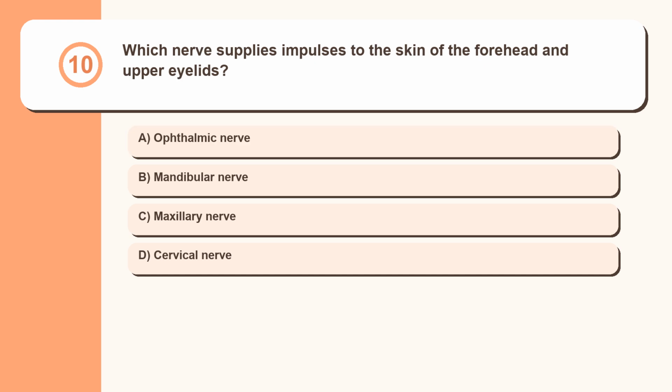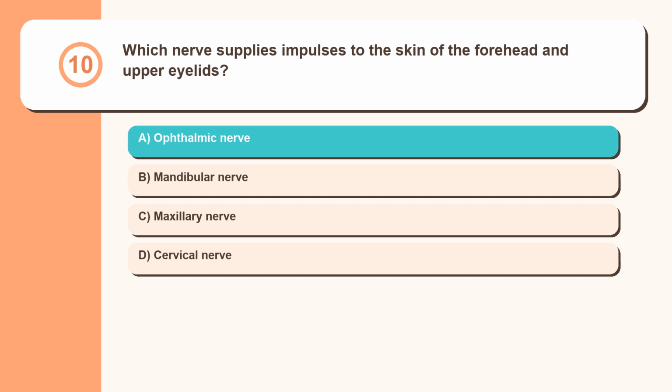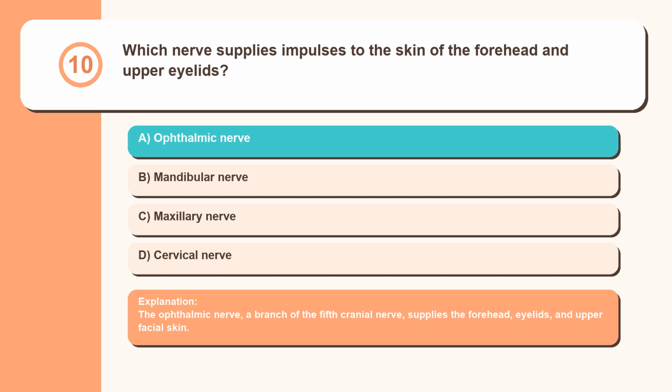Question 10. Which nerve supplies impulses to the skin of the forehead and upper eyelids? Ophthalmic nerve, mandibular nerve, maxillary nerve, cervical nerve. The ophthalmic nerve, a branch of the fifth cranial nerve, supplies the forehead, eyelids, and upper facial skin.